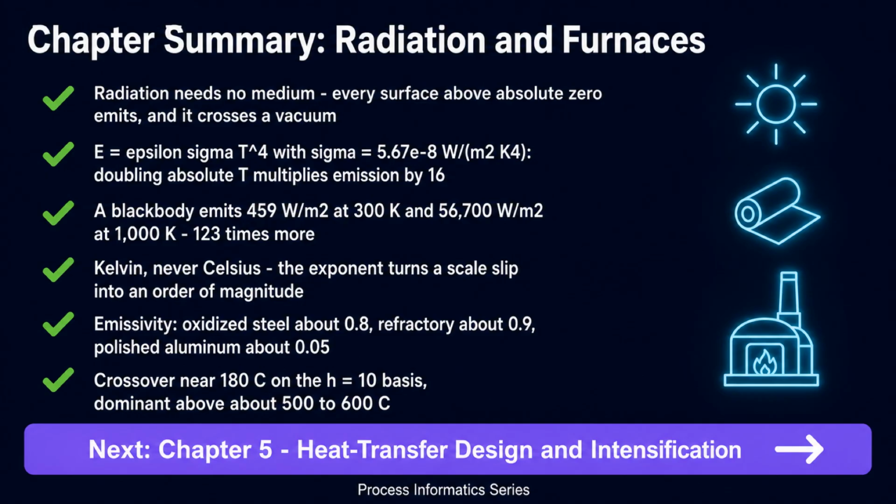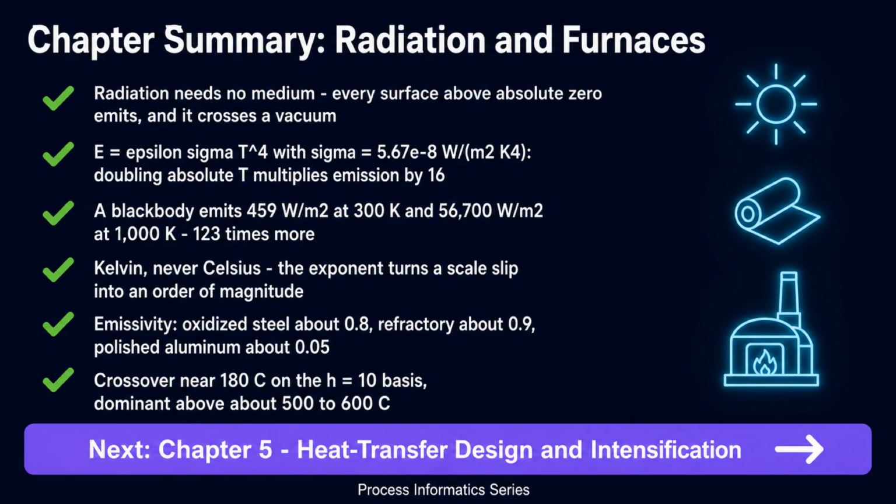Temperature must be absolute, Kelvin, and never Celsius. Emissivity runs 0 to 1, with oxidized steel about 0.8, refractory brick about 0.9, and polished aluminum about 0.05 as typical values, so low emissivity foil works as radiation insulation.